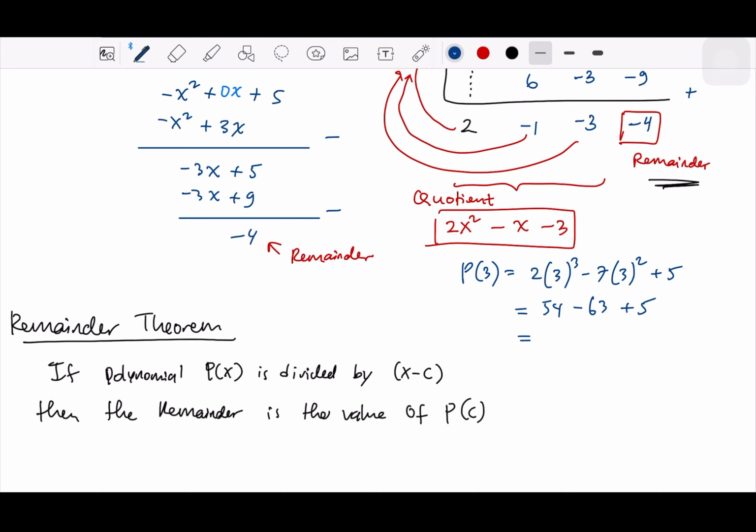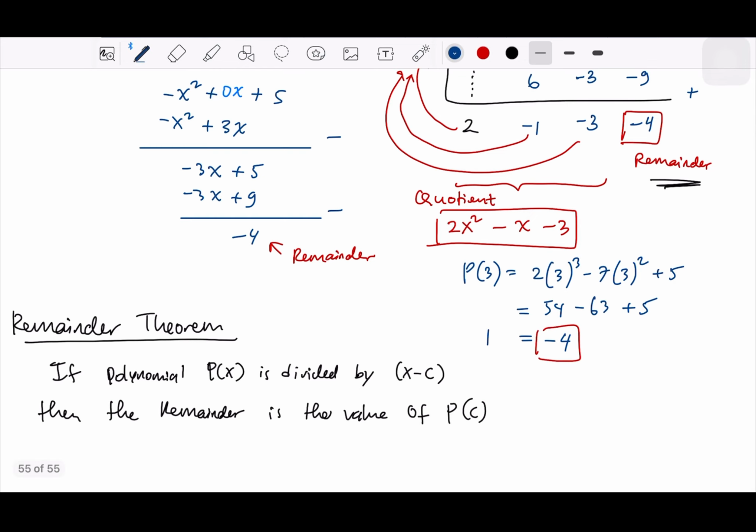Negative 9 plus 5 is negative 4. Also the same, right? The same remainder. So this is the remainder.